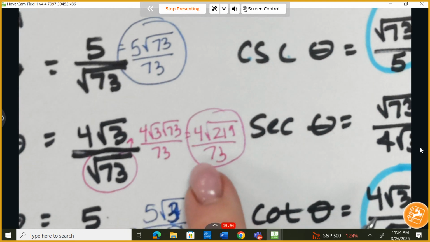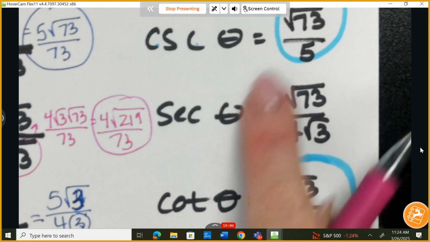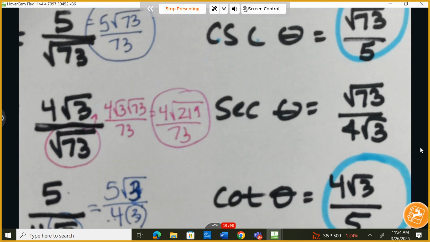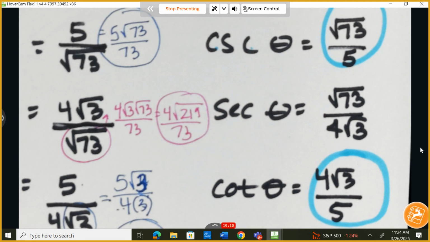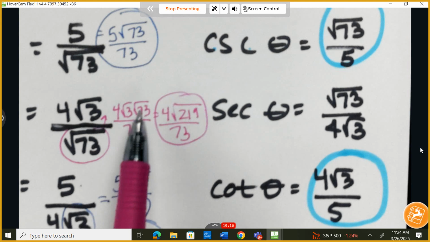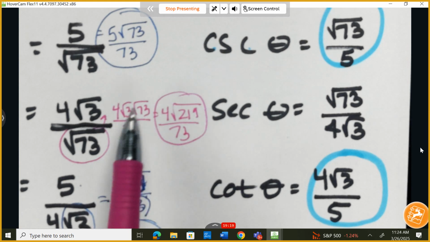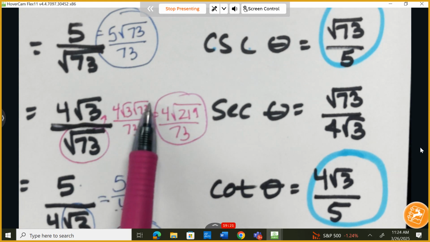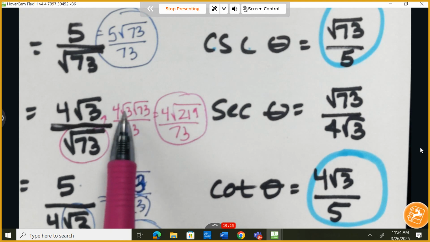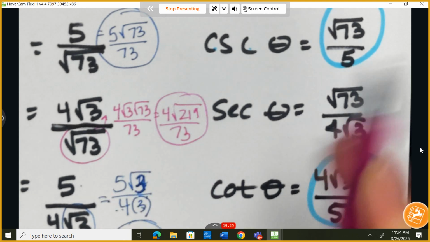I would now like you to use this concept to rewrite the secant. Ready, get set, and begin. You have 30 seconds on paper. How did you get 219? Because when I looked at these 3 terms, 3 and 73 both had a square root. That means I can combine them by multiplying. So 3 times 73 is 219.